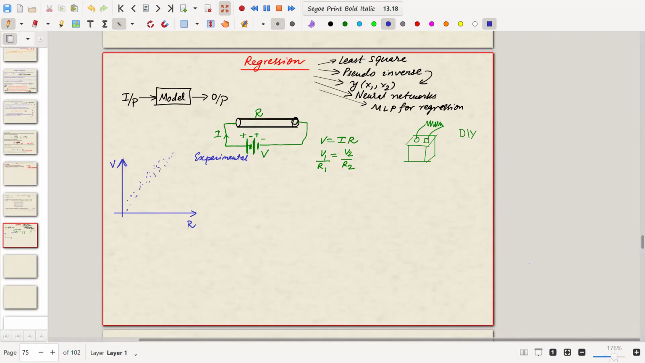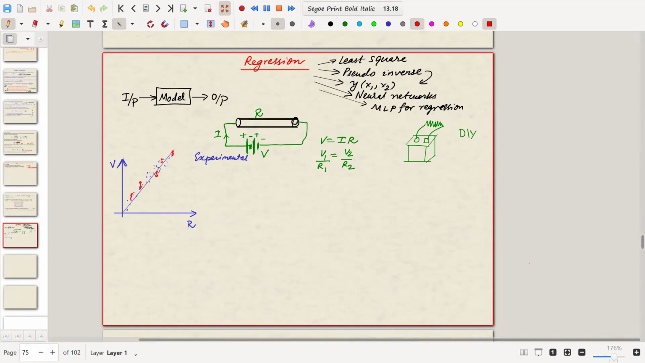Therefore, what you do is try to fit the data. If you fit it, yes, it will be like a straight line. Of course, there are errors. What errors are there? Like you can see, this point is deviated from this point, and this point is deviated from this point. So there are tiny errors there.